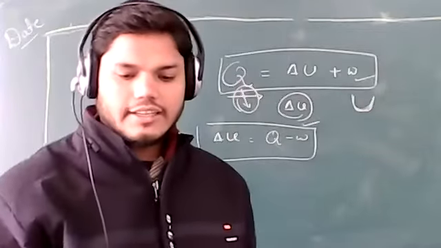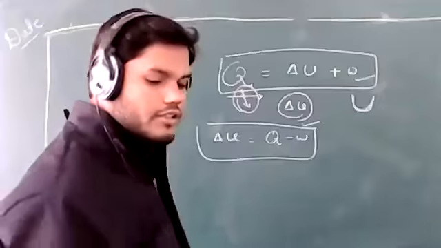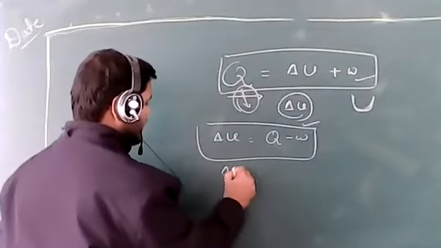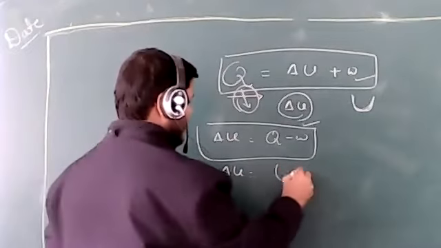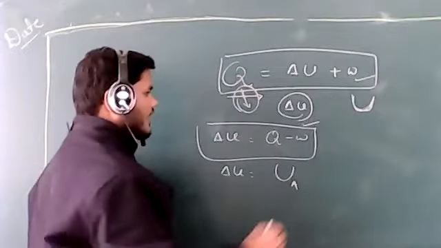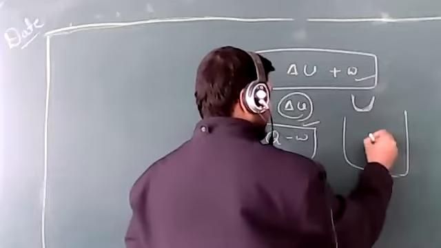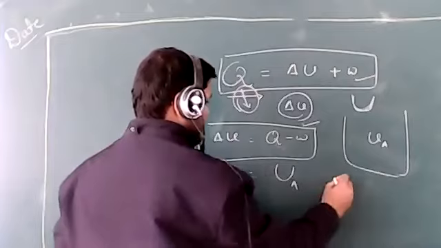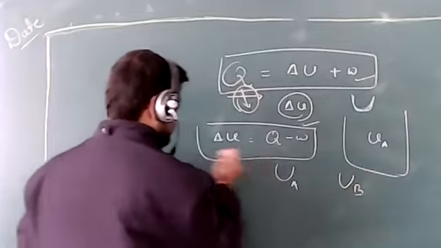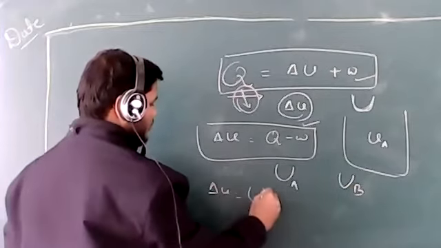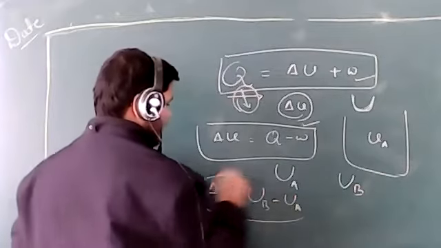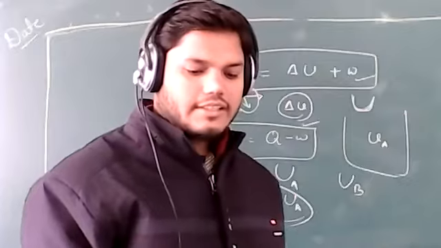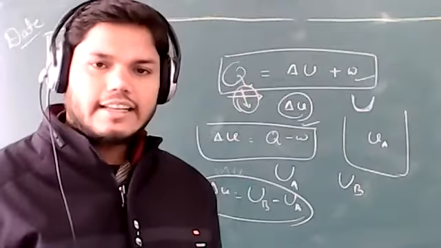Delta u means change in internal energy. If the system has the internal energy Ua before, and after supplying heat the internal energy changes to Ub, then delta u equals Ub minus Ua. That is the change in internal energy, delta u.